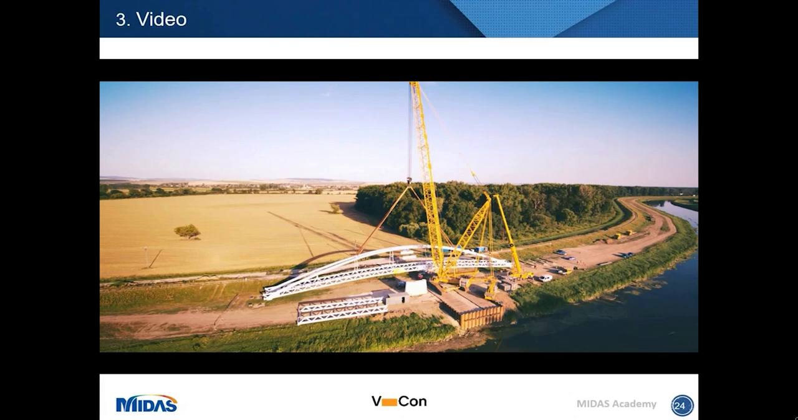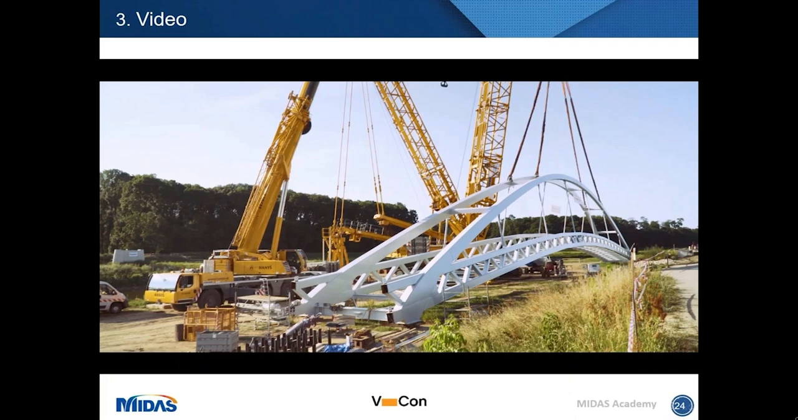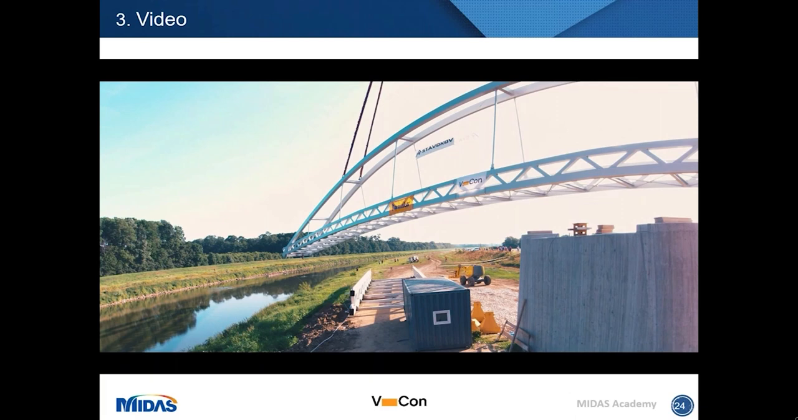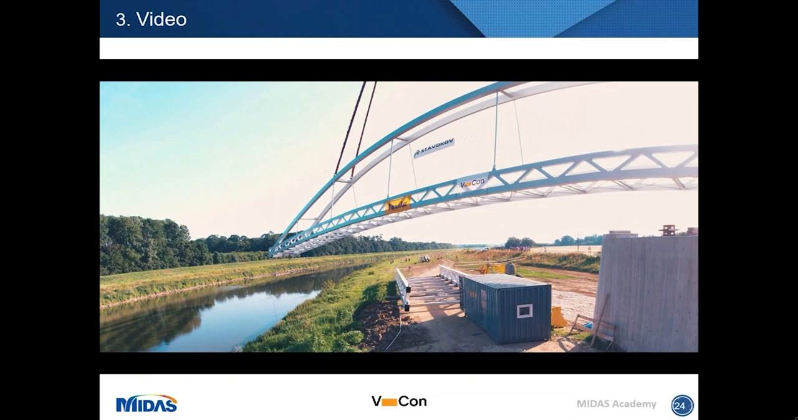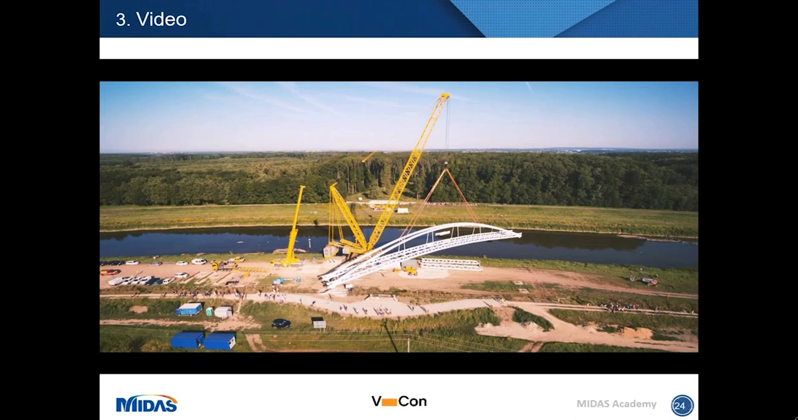So you can see the main span with arcs mounted on the bank, and the mobile crane, Liebherr 750. The structure has to be turned around by 90 degrees and set into final position.